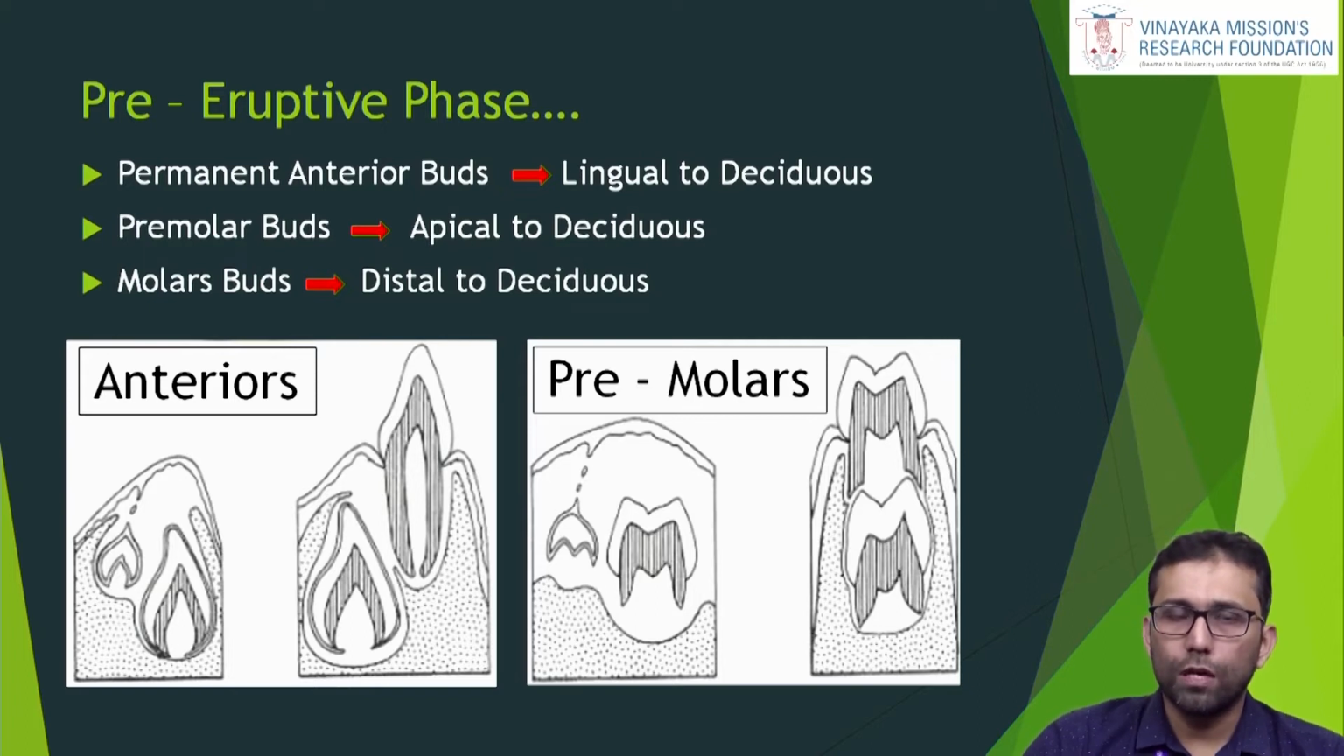Whereas in the case of molar tooth buds, the permanent molar tooth bud is present distal to the deciduous molar tooth bud. So this is the important factor that has to be taken care of in the pre-eruptive phase, where the tooth to be erupted will assign a position according to this, which I told in the zone, and then it starts eruption later. Now, coming to the eruptive phase, we will understand how the tooth is erupting from there into the oral cavity.